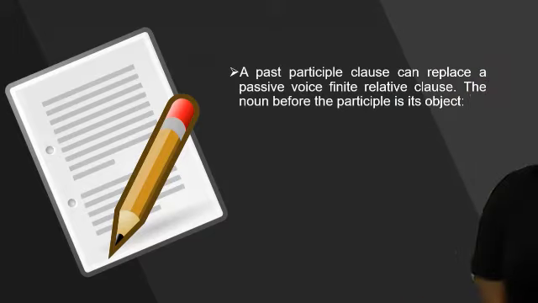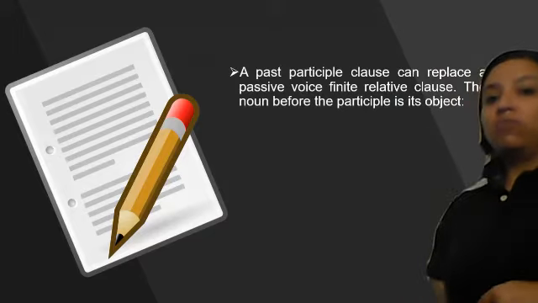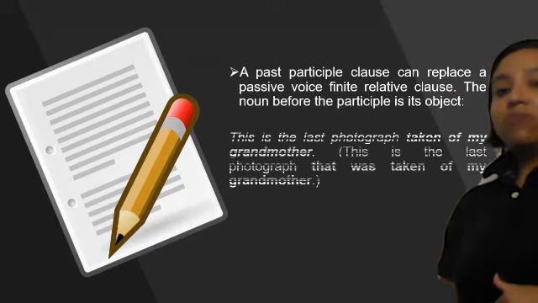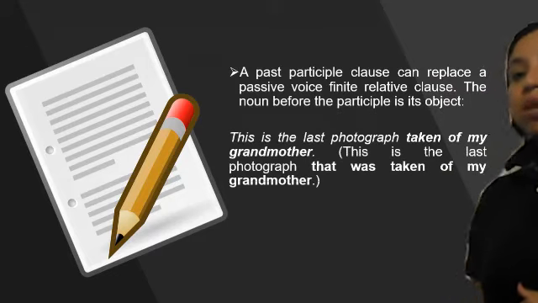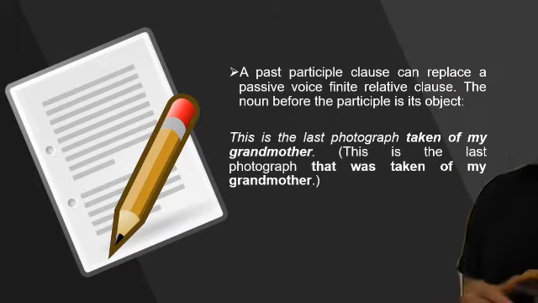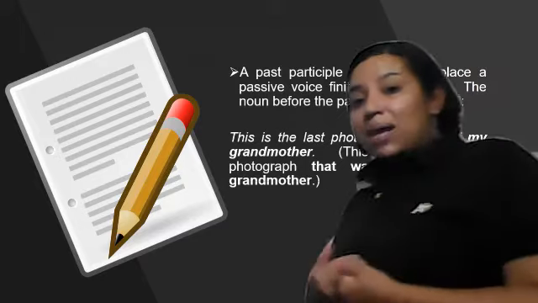A past participle clause can replace a passive voice finite relative clause. The noun before the participle is its subject. This is the last photograph taken of my grandmother, because this is the last photograph that was taken of my grandmother.